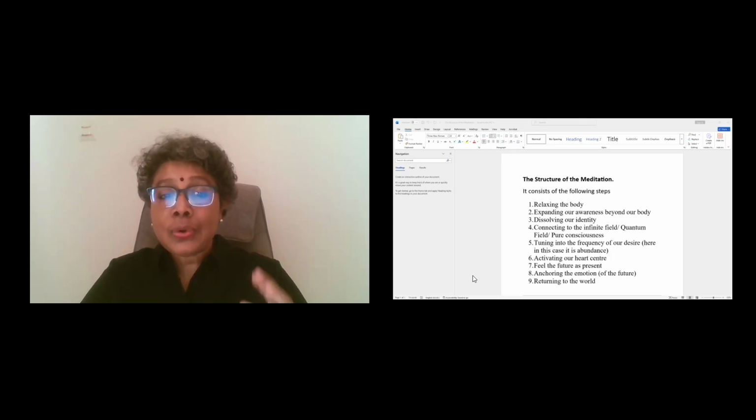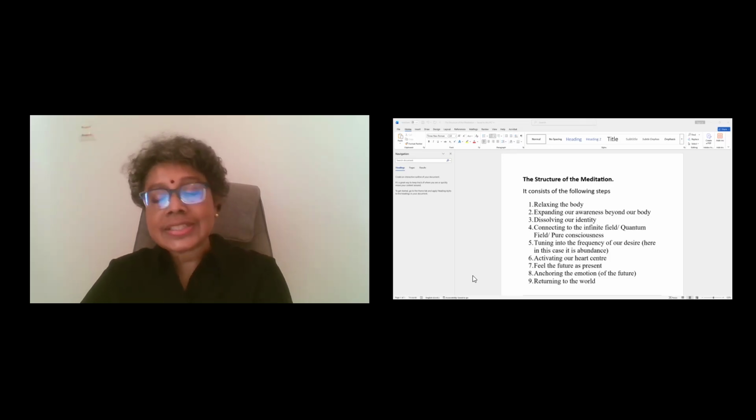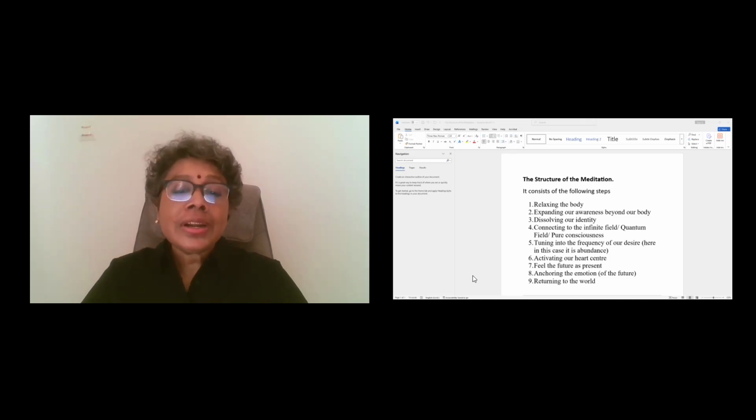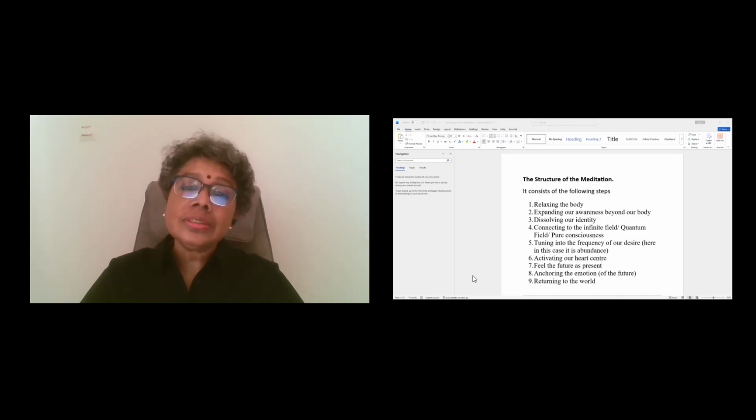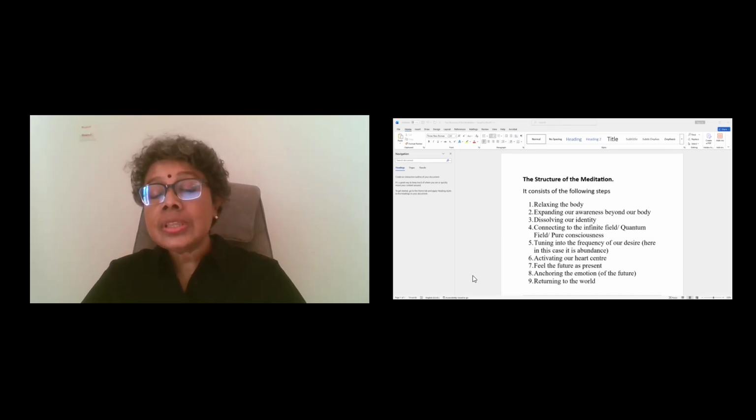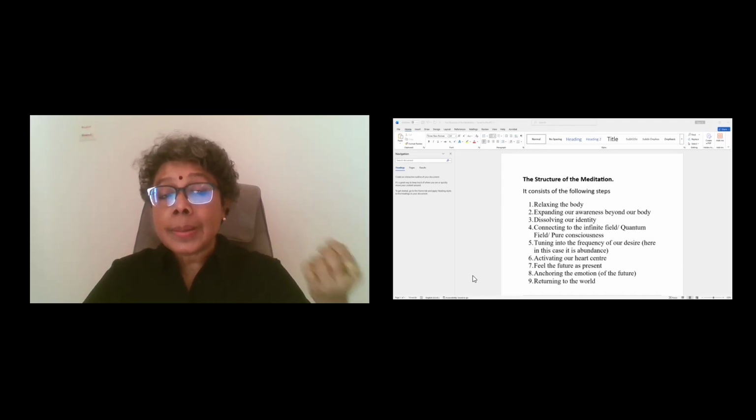It consists of the following steps. I have shared all the steps with you. Okay. Number one is relaxing the body. Then expanding our awareness beyond our body. Then dissolving our identity. Then connecting to the infinite field or the quantum field or the pure consciousness part. Then tuning into the frequency of our desire. Here in this meditation, we are considering our desire as the abundance, to achieve the abundance state.